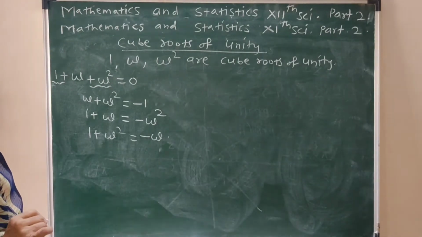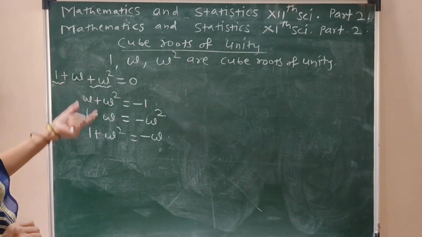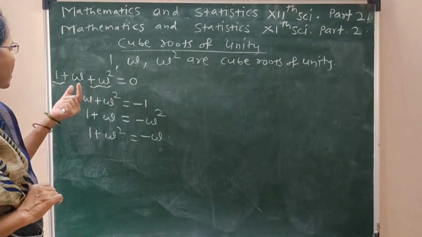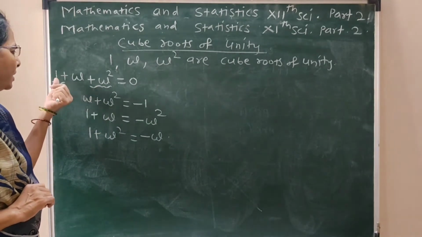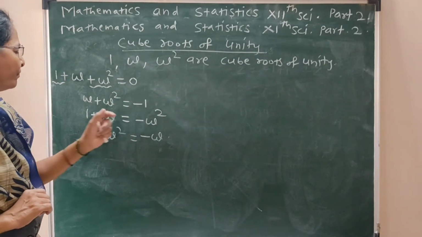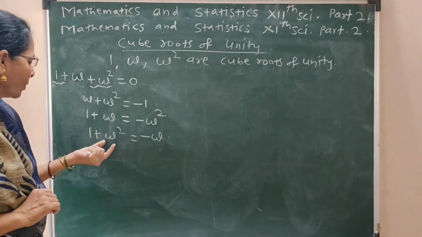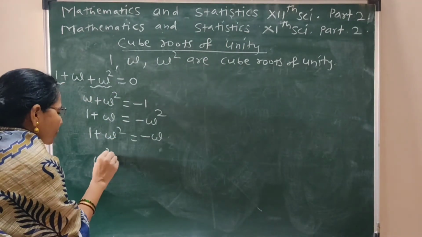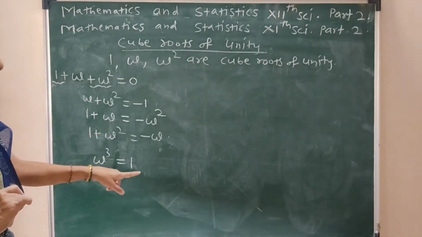Now, 1, omega and omega square are cube roots of unity. Formula related with this: 1 plus omega plus omega square is 0 always. So the first formula, omega plus omega square is equal to minus 1. 1 plus omega is minus omega square. 1 plus omega square is minus omega. Similarly, omega raised to 3 is always 1.